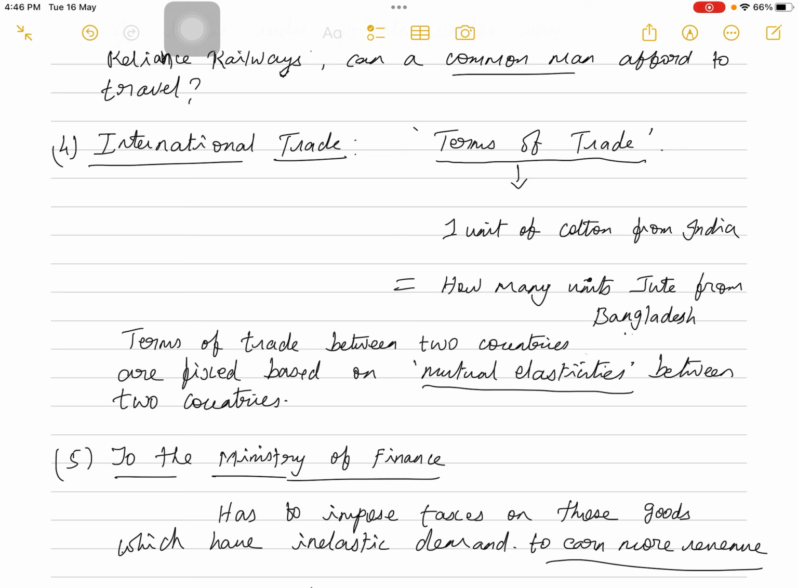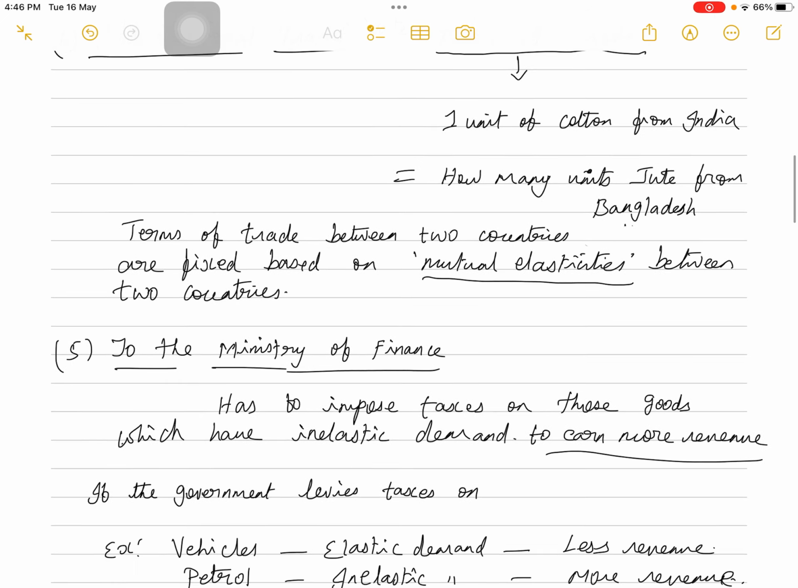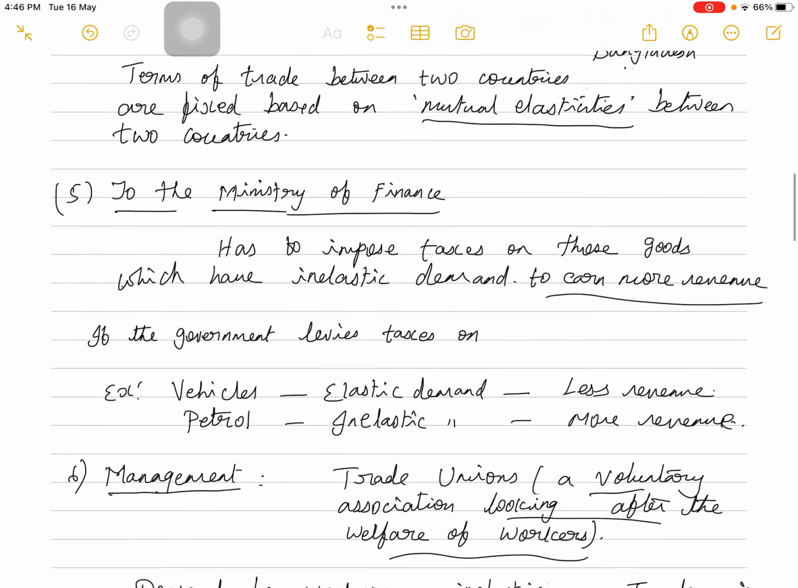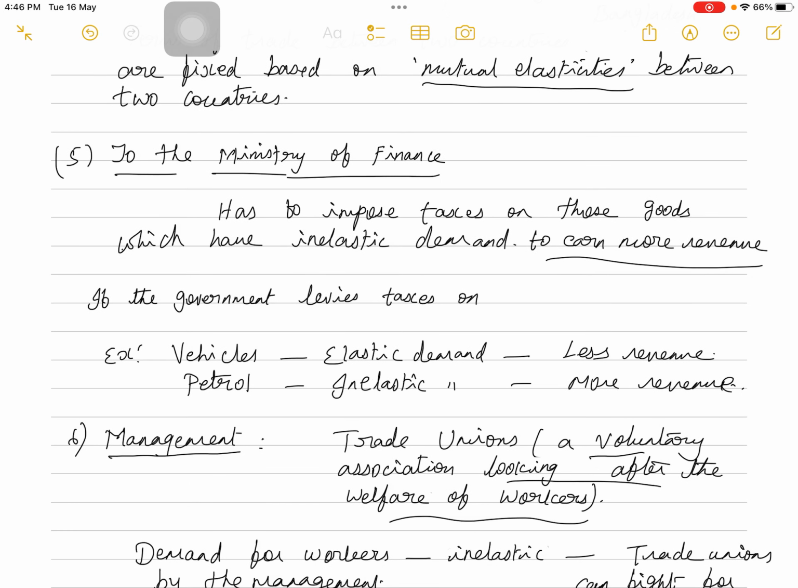Maybe jute also has inelastic demand, or both cotton and jute might have elastic demand, or one commodity can be elastic and one inelastic. So based on the mutual elasticities between the two countries, there will be a settlement between the countries. On that basis the terms of trade will be decided. Then the next one is the Ministry of Finance, how it is helping the Ministry of Finance.